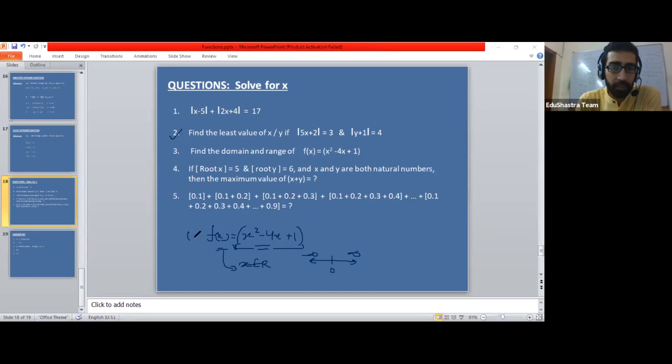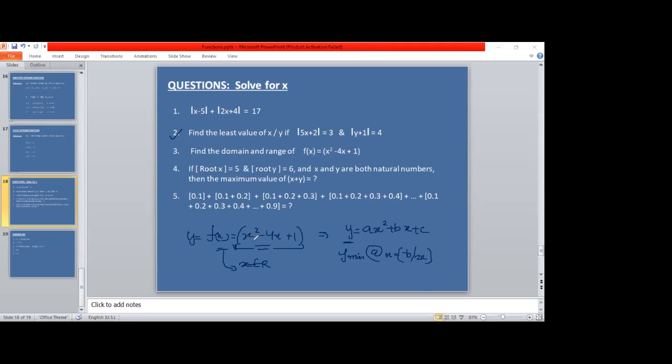But range, we put y equal to x square minus 4x plus 1. For any of these real values, what could be the possible range of y? What could be the range of the output? Now, in a quadratic function, there are limits to range. If you remember, last time we discussed for any quadratic function ax square plus bx plus c, you get the minimum value of y or f(x) at x is equal to minus b by 2a.